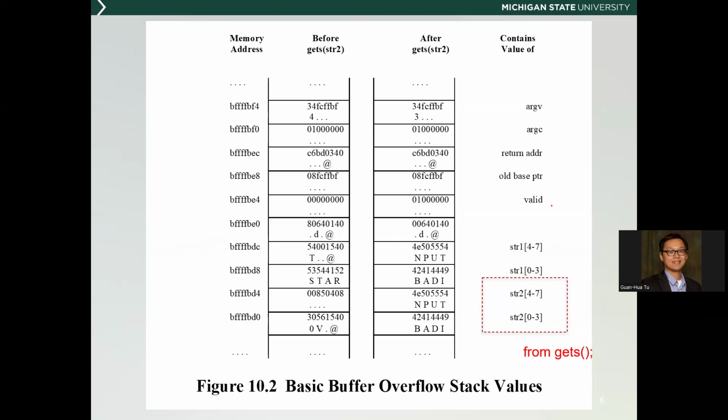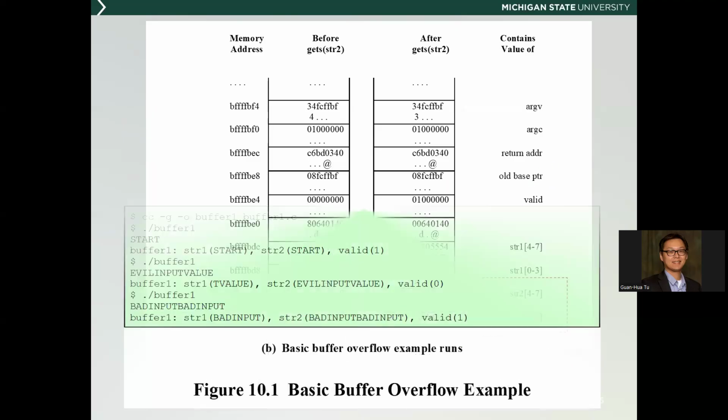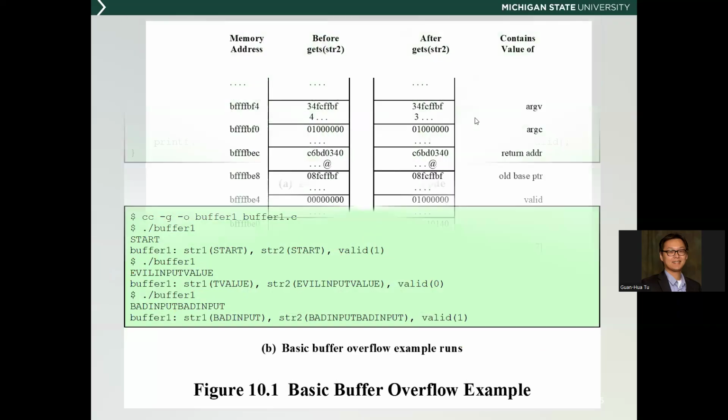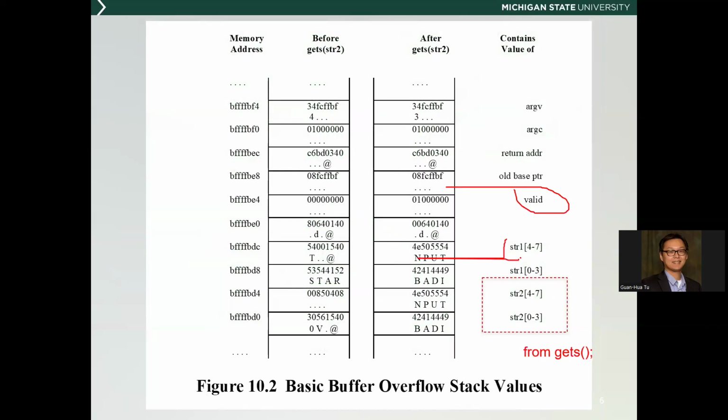Now here we can see there's a local parameter, a valid, which is 4 bytes. Then we have string 1. String 1 comes with 8 bytes, so it uses 2 blocks here. String 2 also uses 8 bytes, so it uses 2 blocks here. Each block is 4 bytes of memory space.